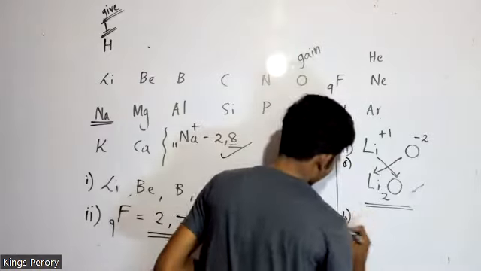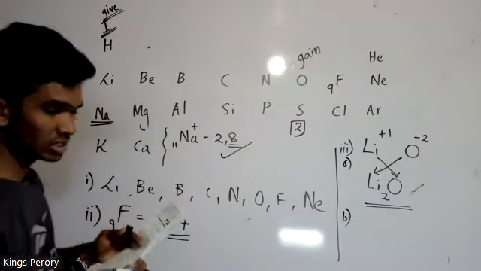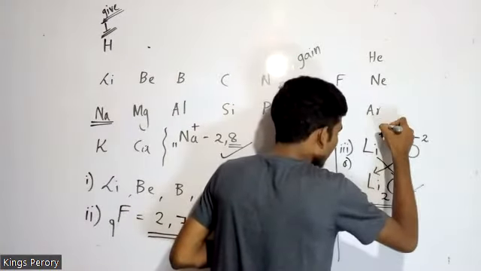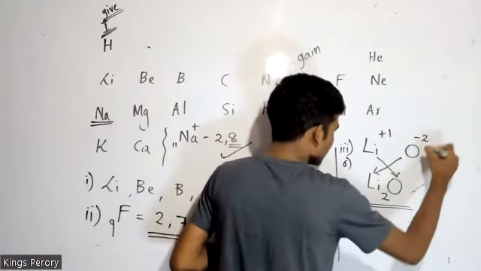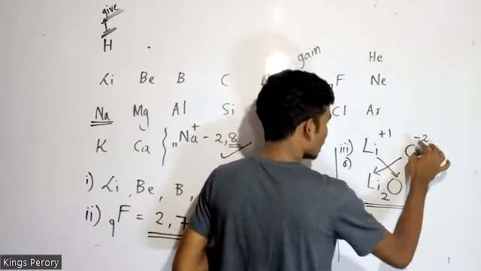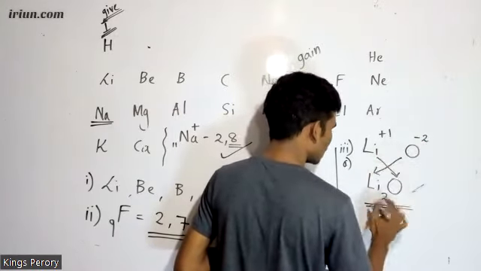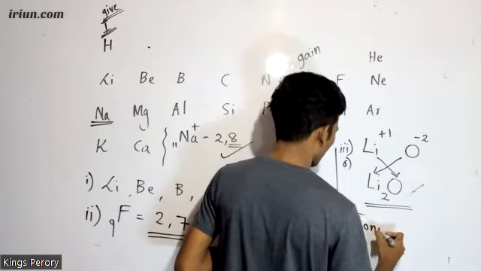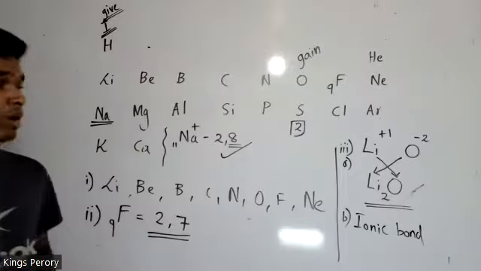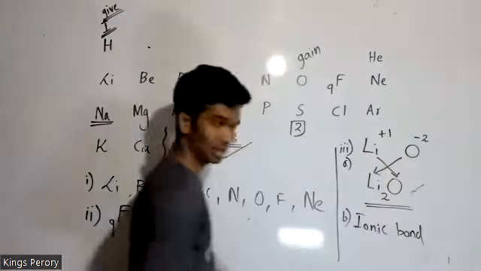Now B part. What is the type of chemical bond present in the compound stated in A? You can see lithium is forming a positive ion and oxygen is forming a negative ion. Between ions, if a bond is formed, what do you call it? Ionic bond. Ionic bonds are formed between a positively charged ion and a negatively charged ion.